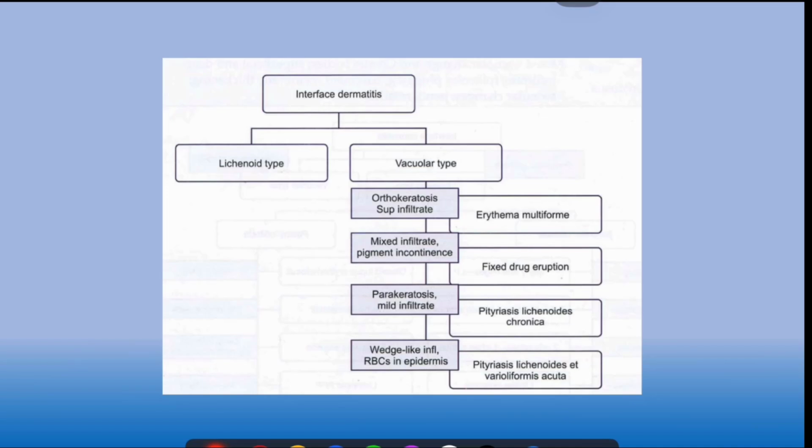Now, vacuolar type interface dermatitis. If orthokeratosis and superficial infiltration are there, erythema multiforme. Mixed infiltration with pigment incontinence, fixed drug reaction. Parakeratosis with mild infiltrate, pityriasis lichenoides chronica. Wedge-like infiltration and RBCs in the epidermis, so it is PLEVA.